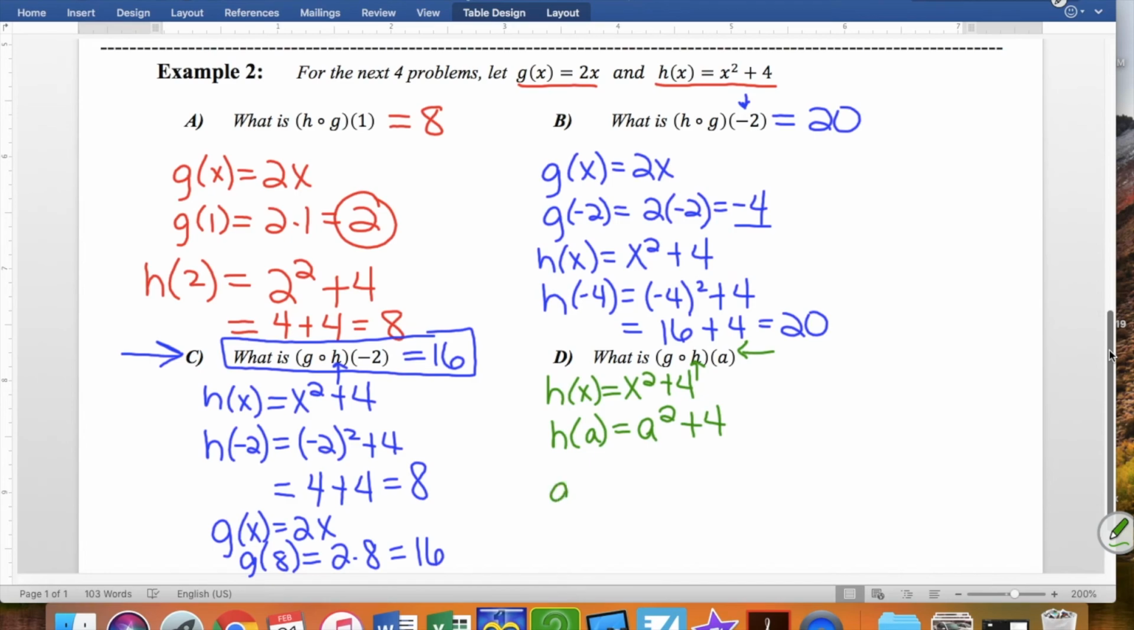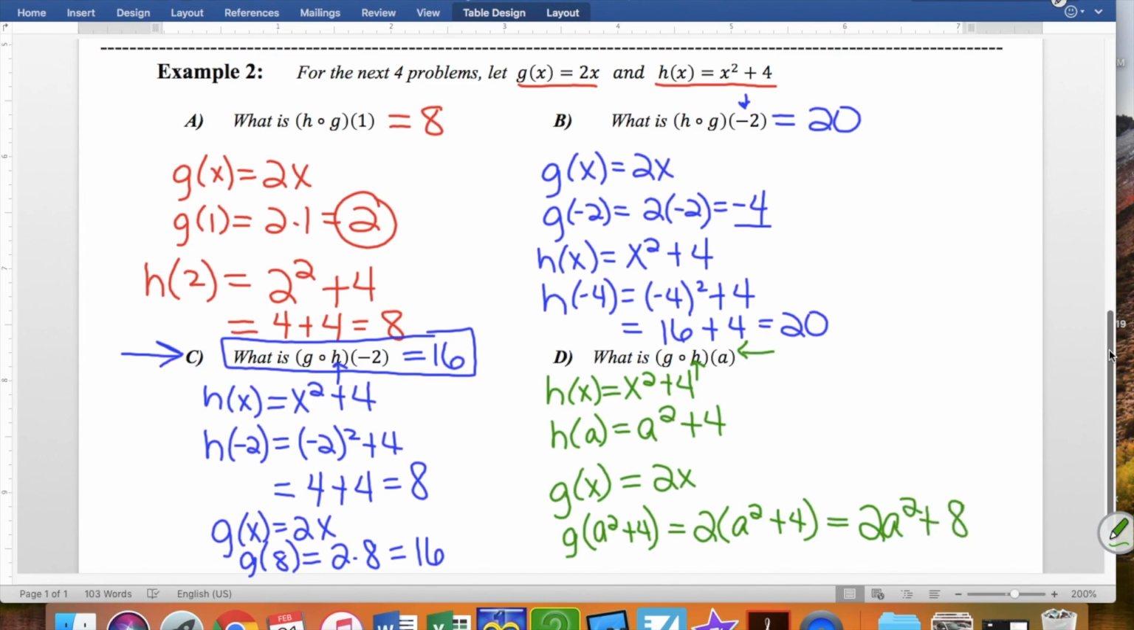So now I'm going to substitute my answer into g of x. So this time I'm going to have g of a squared plus 4. I'm going to do 2 times a squared plus 4. I'm going to distribute. So 2 times a squared is 2a squared, and 2 times 4 is 8. So the composition of g with function h of a is equal to 2a squared plus 8.